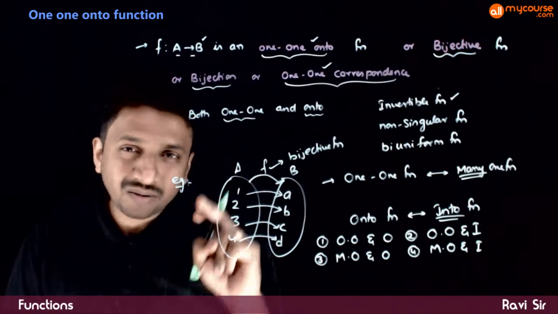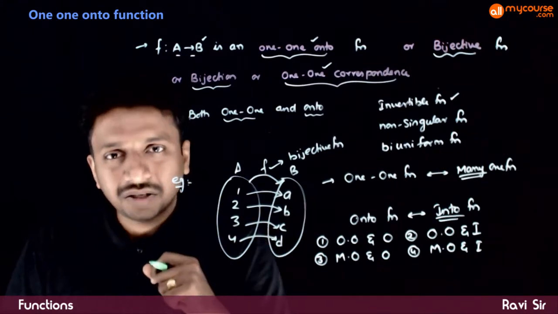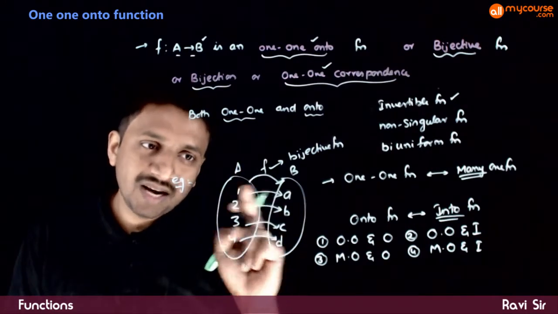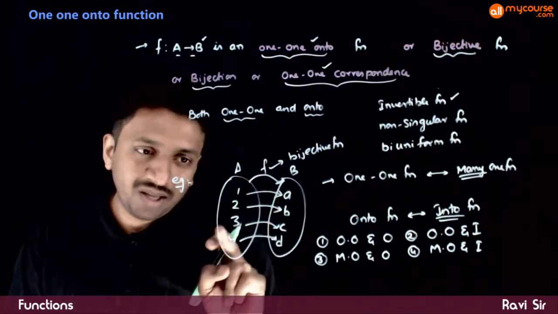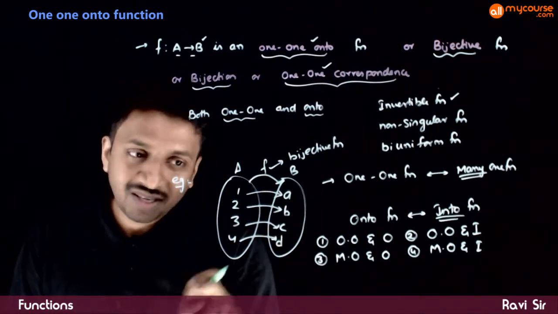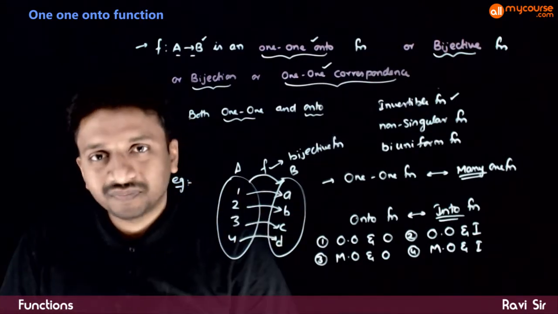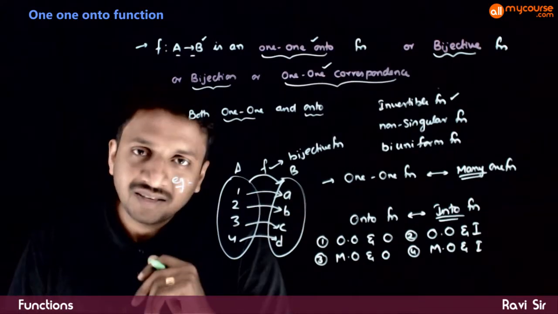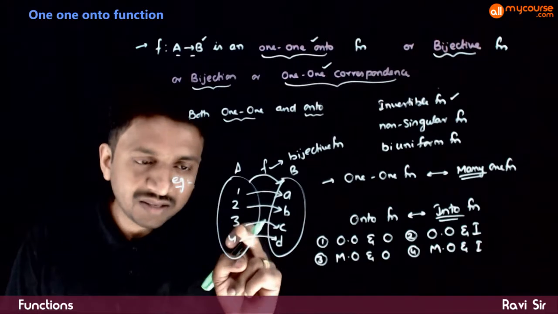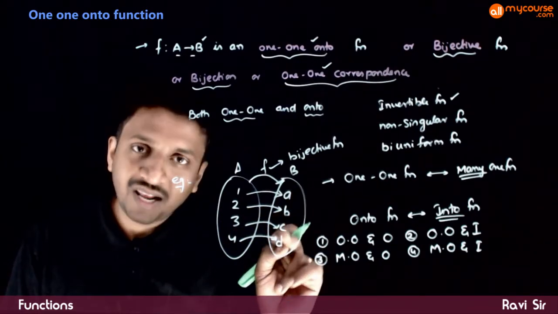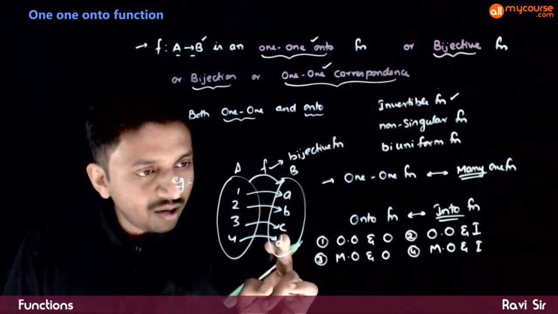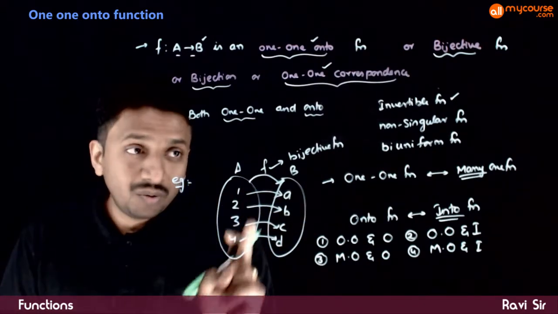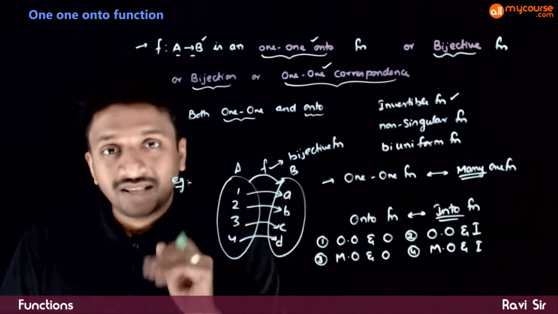So if you look at how a sample bijective function looks like. If you take f as a function, 1 is related to a, 2 is related to b, 3 is related to c, and 4 is related to d. So this is an example of a bijective function. As you can see, different elements in the domain are related to different elements in the codomain, and none of the elements in the codomain are left out. So a bijective function looks like this.